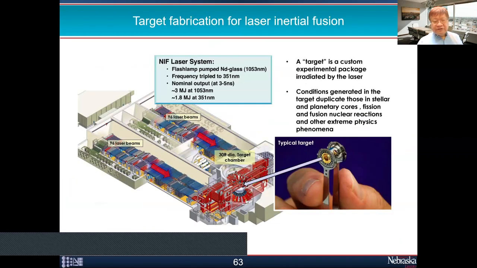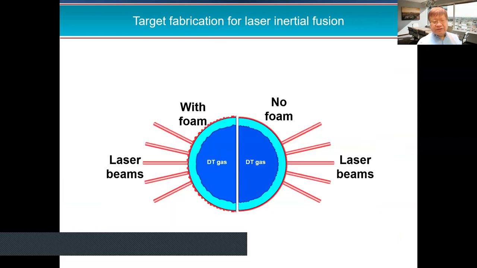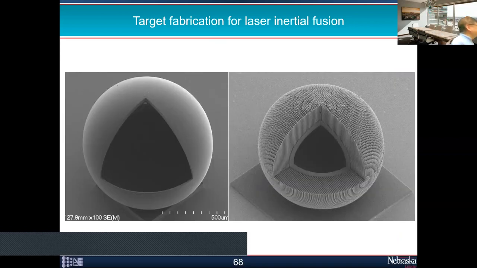Okay, and this one probably we don't have a lot of time to discuss, but I'd like to show you that this is a target being used for laser fusion. Because in laser fusion, we have to squeeze the deuterium and tritium from about 1 millimeter to 30 micrometers. This is called an implosion. And probably NIF is one of the largest facilities in the US, probably in the world, in terms of laser fusion.